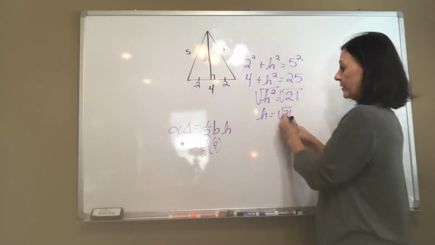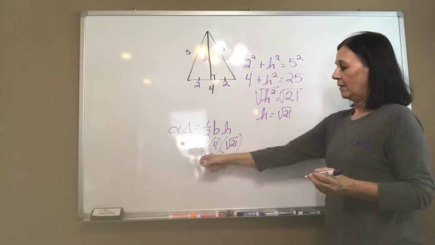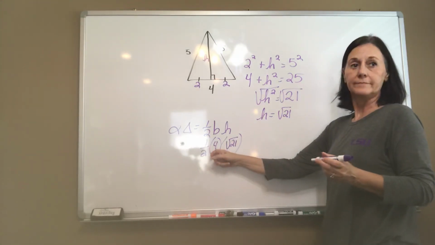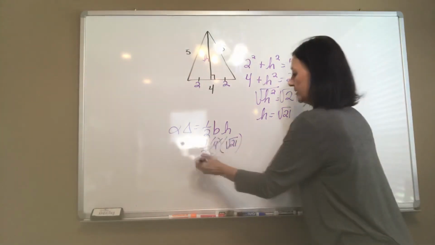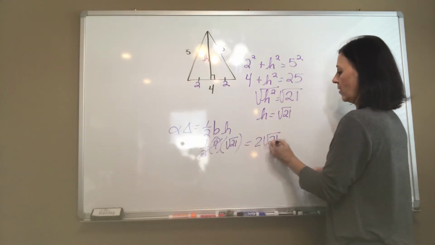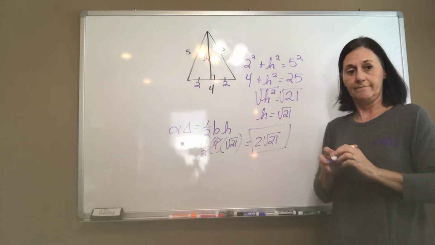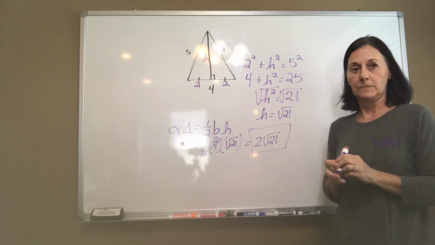So then I plug that in for my height. Square root 21. What's half times 4? 2. So that's 2 square root of 21 is the area of the triangle. Make sense?